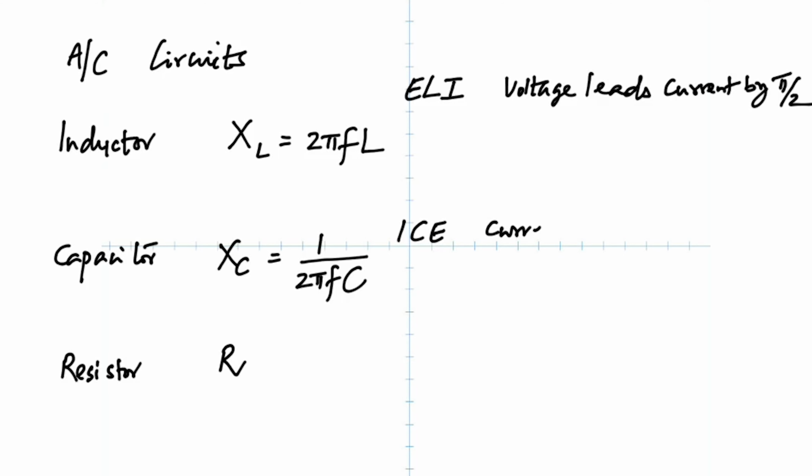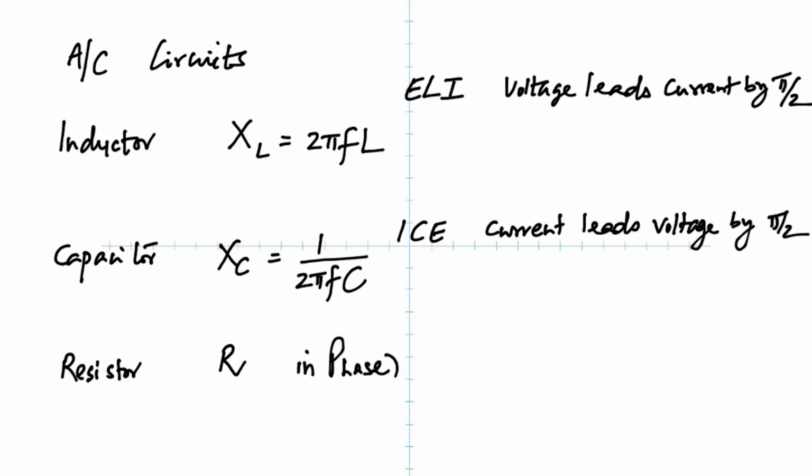What about the resistor? The resistor is passive. Voltage and current are going to be in phase. So they are in phase with each other. There is no phase difference. So when you put all three of these together in a series circuit, we get what's called impedance. Let's get there. Impedance contains resistance and reactance. Okay, so that's where we are headed to next.